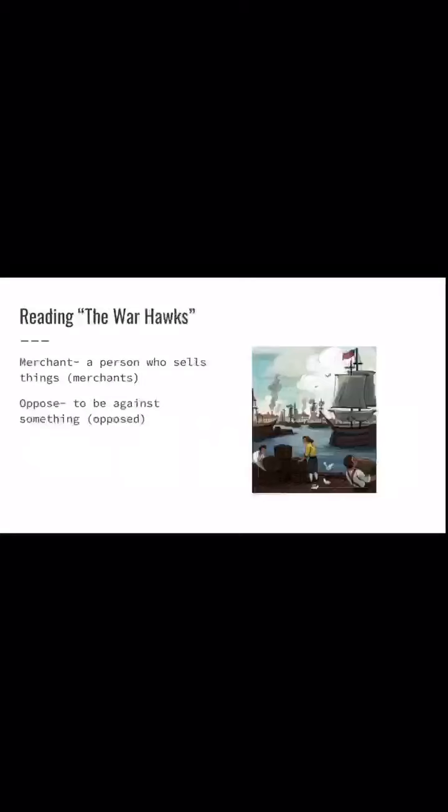This brings us to reading our chapter called The War Hawks. Let's look at some of our vocabulary words that we're going to come across. We have merchant. That is a person who sells things. Okay, then we have oppose. That is to be against something. So maybe you are opposed to having homework. That means you're against having homework. All right, let's go on to our next slide.